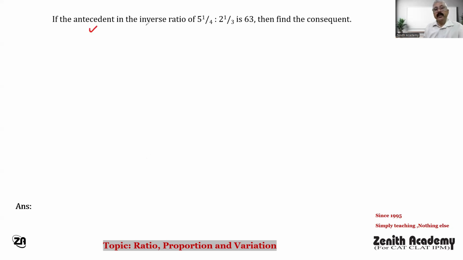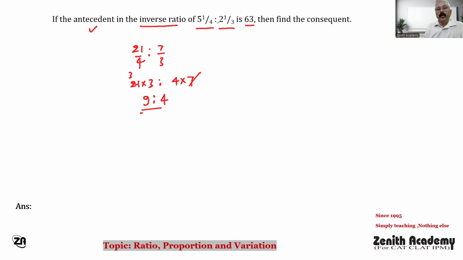If the antecedent in the inverse ratio of 5 and 1 by 4 is to 2 and 1 by 3 is 63, find the consequent. So here the ratio is given: 5 and 1 by 4, which is 21 by 4, is to 2 and 1 by 3, which is 7 by 3. Let's simplify it. 21 into 3 is to 4 into 7. So after simplification it is 9 is to 4.